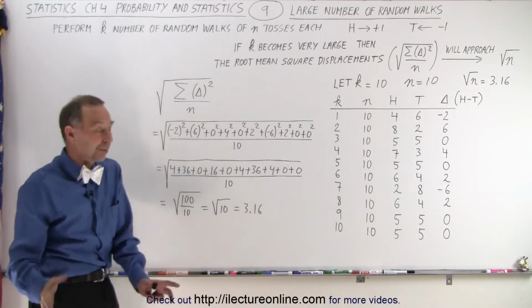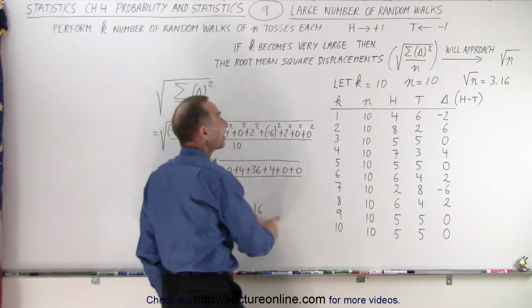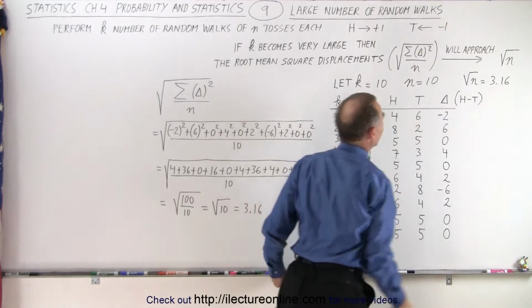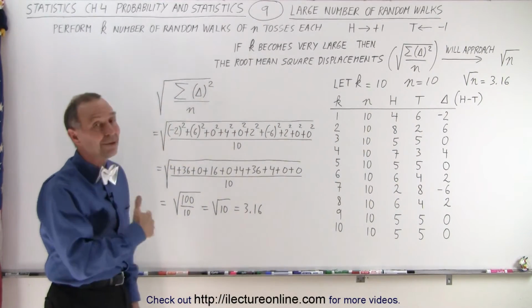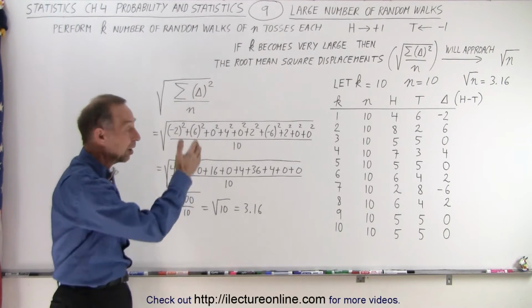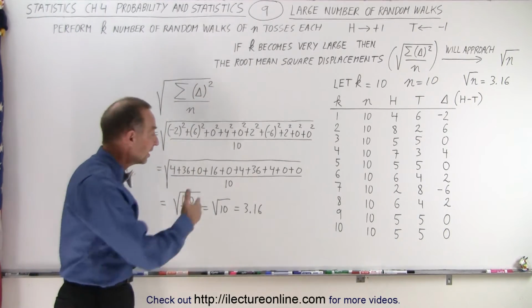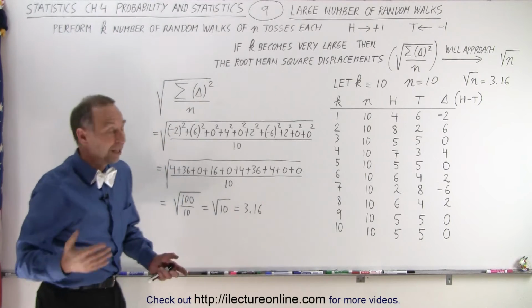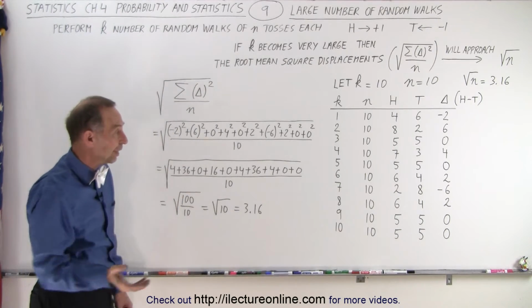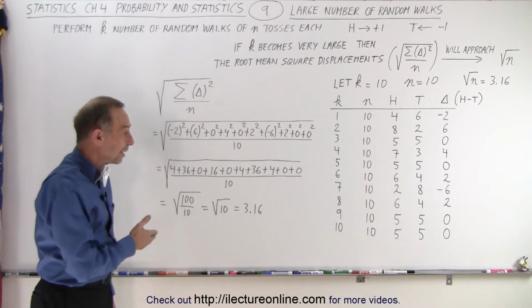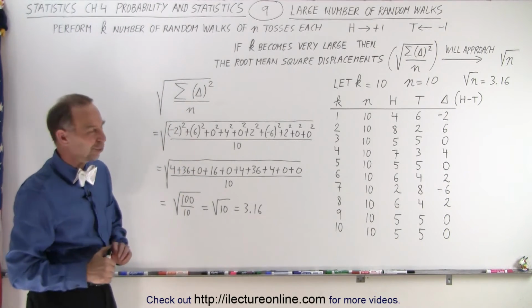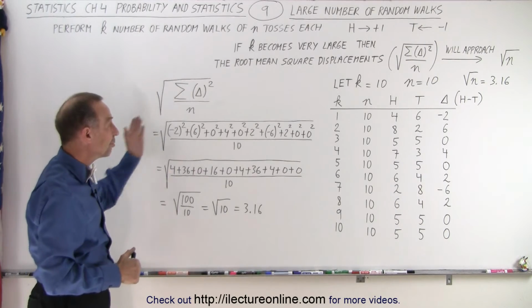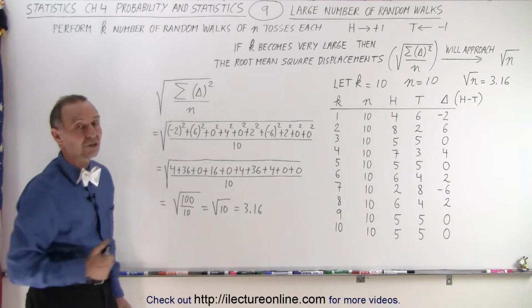And it turns out in this particular case, the result was exactly what we should get theoretically. Now, normally that will not be the case. Normally we'd have to do many, many more random walks, perhaps 100 of them, 10 tosses each, to get very close to that value. It just so happened when I did 10 random walks and 10 tosses each, I ended up with the exact result. Of course, normally that would not be the case, but at least numerically you can see how it actually works.